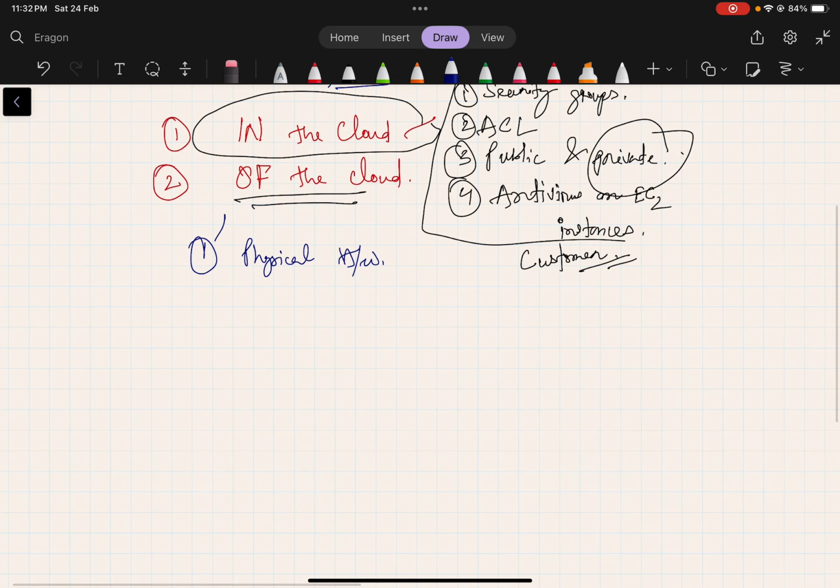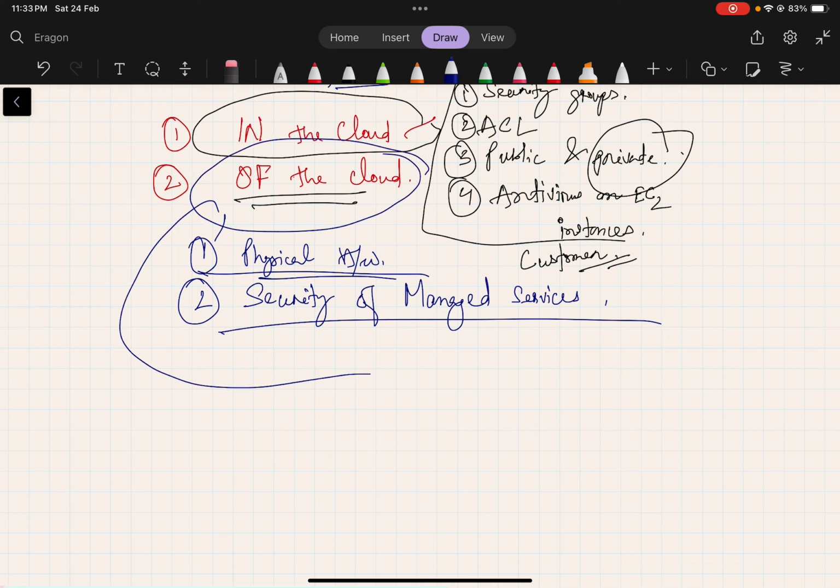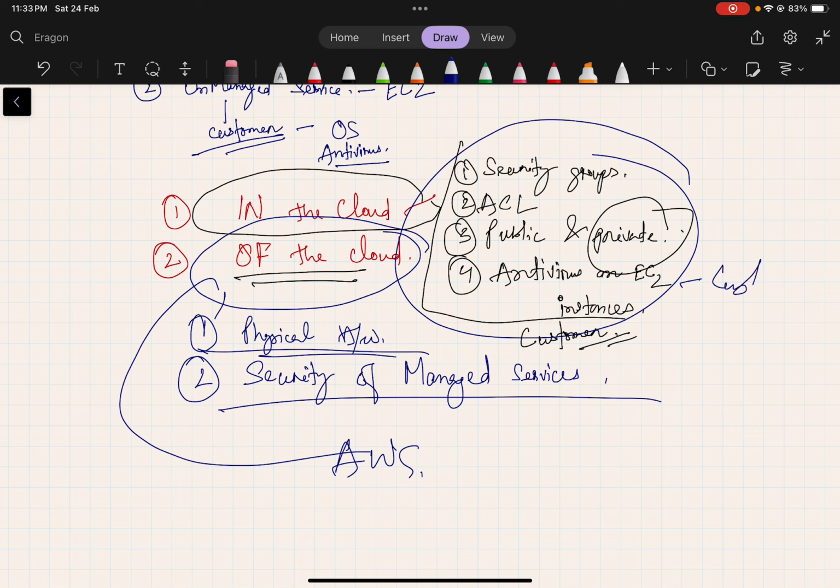So if we write it down here, security of managed services. This physical hardware, the physical security of the data center, and the security of managed services come under of the cloud, and this is the responsibility of AWS. And in the cloud, these things come, and these are the responsibilities of the customer.